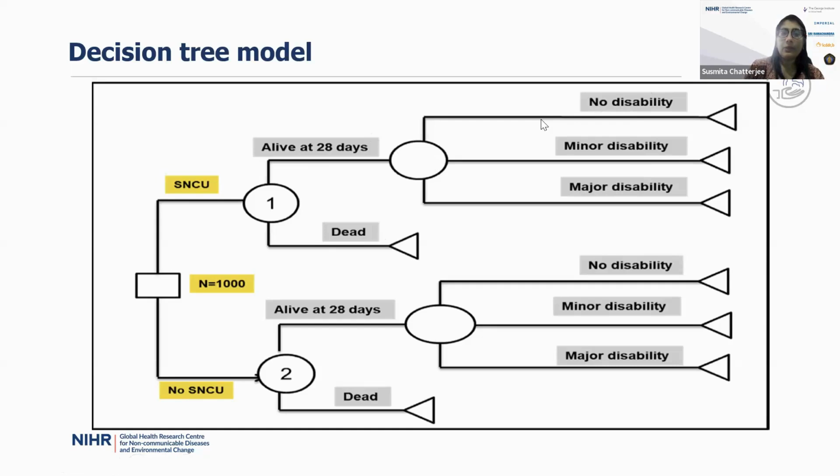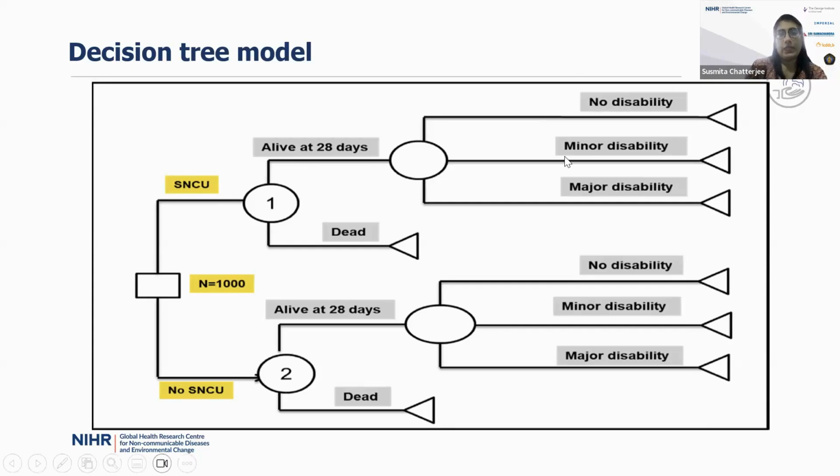And similarly, for the no case, the same thing will happen. The child will be alive. The alive child will have chances of no, minor, or major disability. And there is also a chance of death. As soon as the death, the terminal. Because living with this disability, we stop our model here, and that's the terminal node.